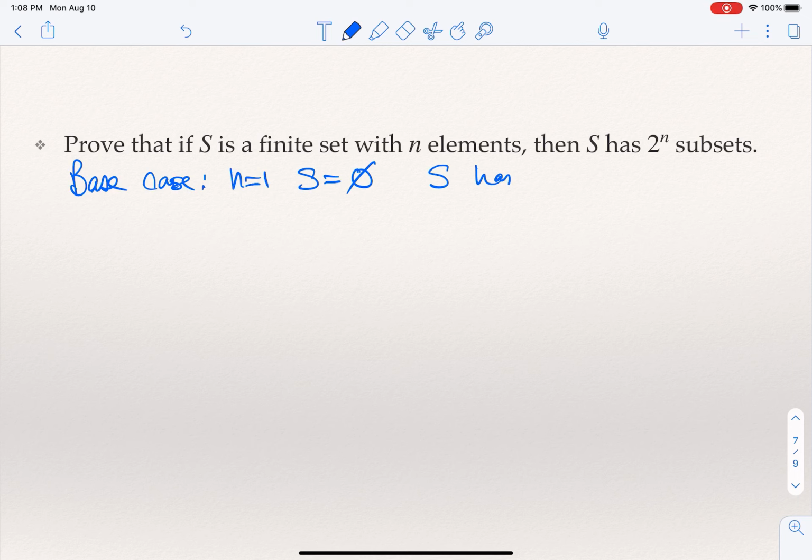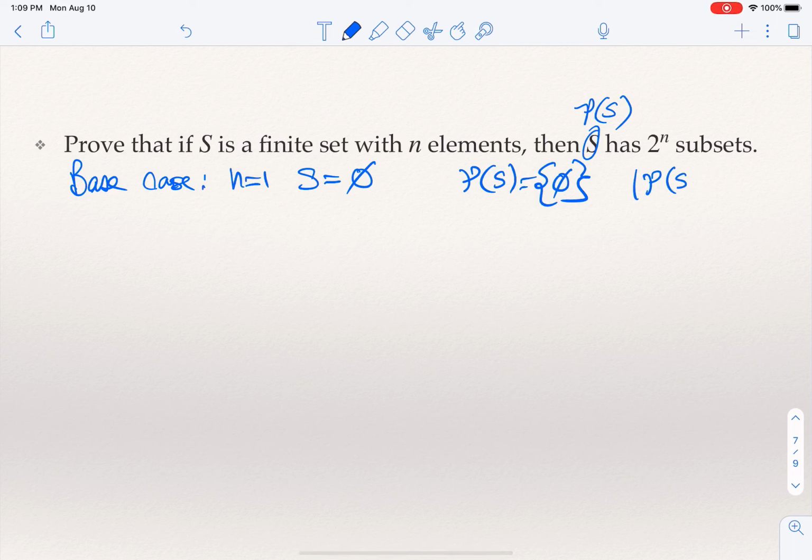sorry, this should not be S has 2 to the n. This one here should be the power set of S. Okay, so if S is the empty set, then the power set of S is the set that has the empty set. And we know that this is 1, which is 2 to the 0, right? So if S is the empty set, the power set has 2 to the 0 subsets, which is 1. It has 1 subset, right?